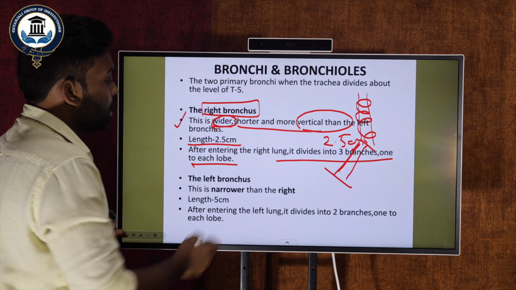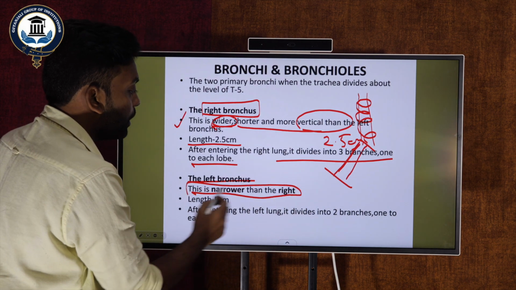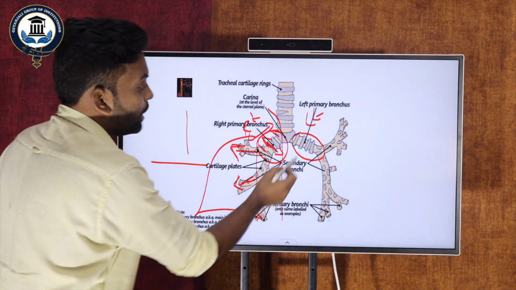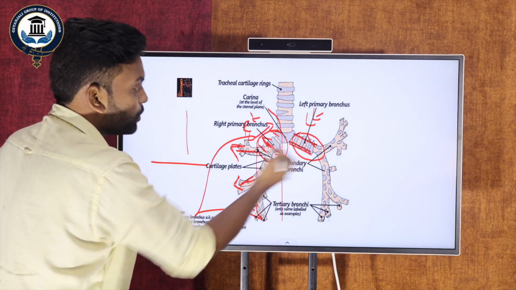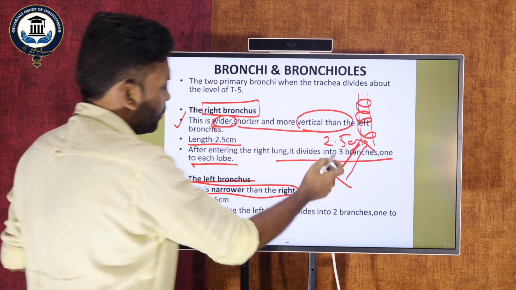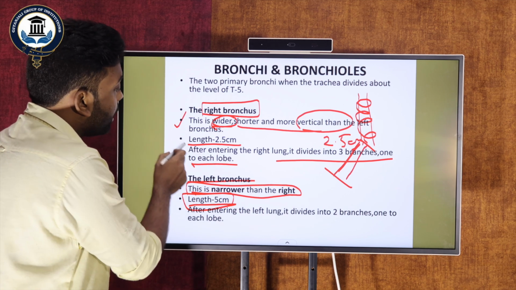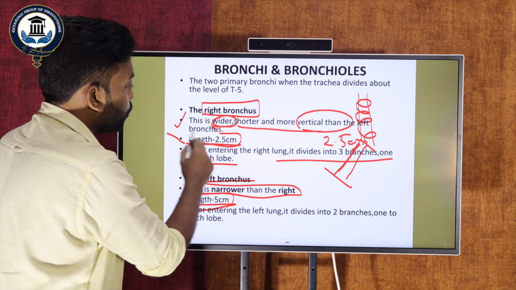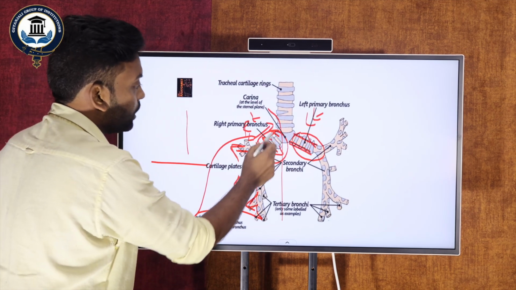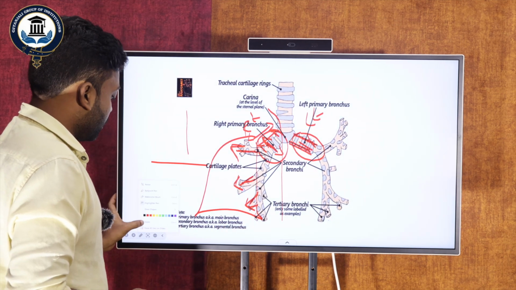Let us see the next one, the left bronchus. The first point is that it is narrower than the right. As I told you, the right is wider, but the left is a little narrower compared to the right. The next point is the length: the length is 5 centimeters, whereas the right bronchus is 2.5 centimeters. You can understand that the right is shorter and wider, and the left is longer and narrower.